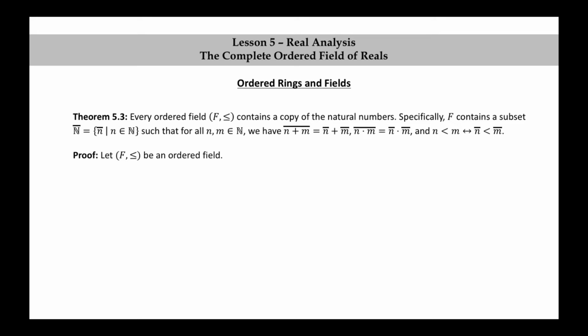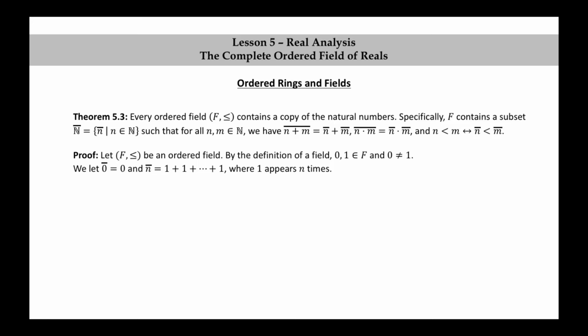Let F, less than or equal to, be an ordered field. That's our opening statement. By the definition of a field, 0 and 1 are in F, and 0 is not equal to 1. That's one of the field properties. We're going to let 0 bar equal 0 and n bar equal a sum of 1, n times. And we'll let N bar equal the set of little n bar such that n is in N.